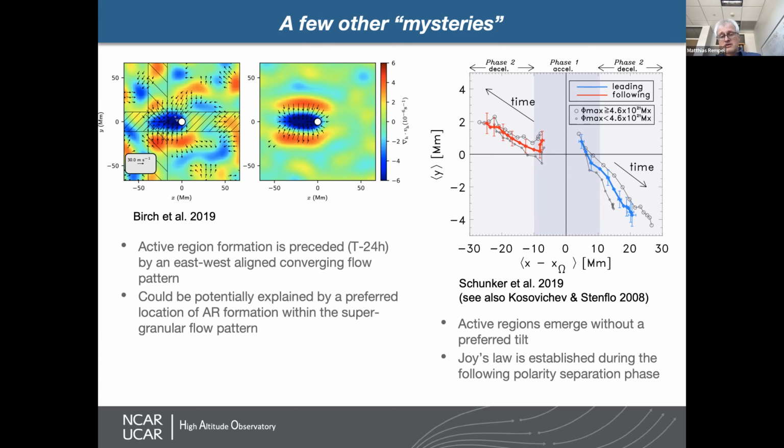Another mystery is related to the larger-scale symmetries of active regions: Joy's law is not established right at the time of flux emergence. Active regions on average have no indication of tilt, and only in the later phase of flux emergence, when you have the strong separation of polarities, do you establish the systematic tilt of active regions. How this fits together with the different theories of where this tilt comes from is still an open question.